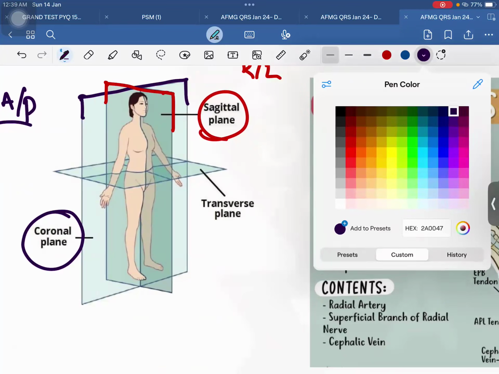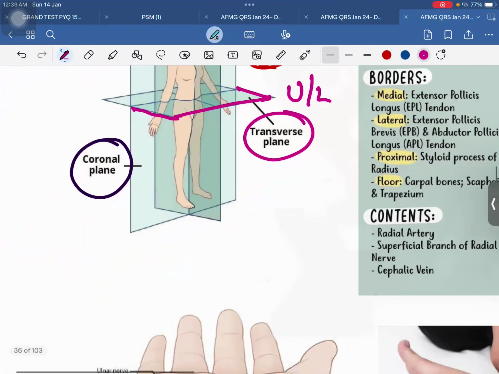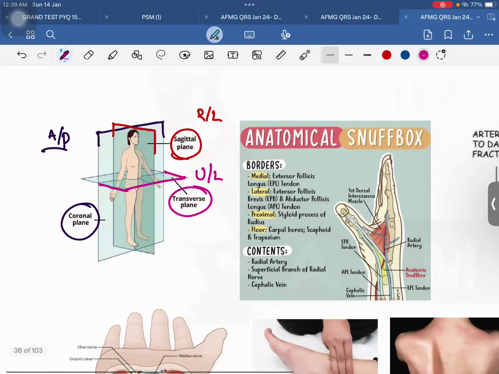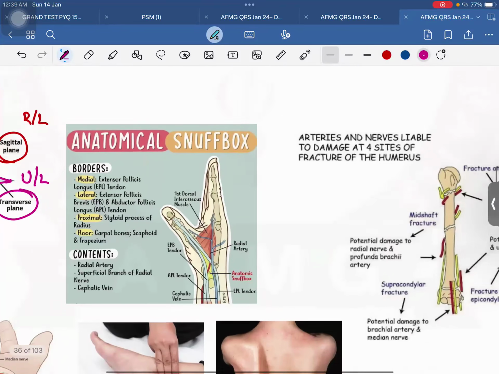And lastly, the third plane which is there, it is actually going to divide your body into the upper and the lower half. The plane which is going to divide the body into the upper and lower half, it is known as the transverse plane. No issues with this, anybody? Please remember that. Now, if I talk about the one important landmark known as the anatomical snuff box.